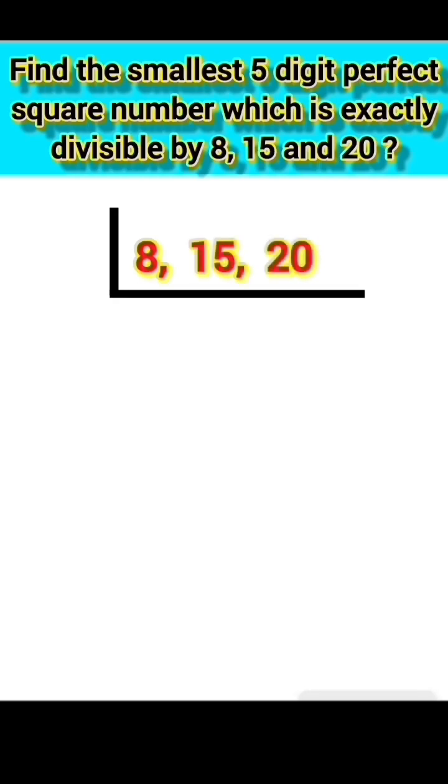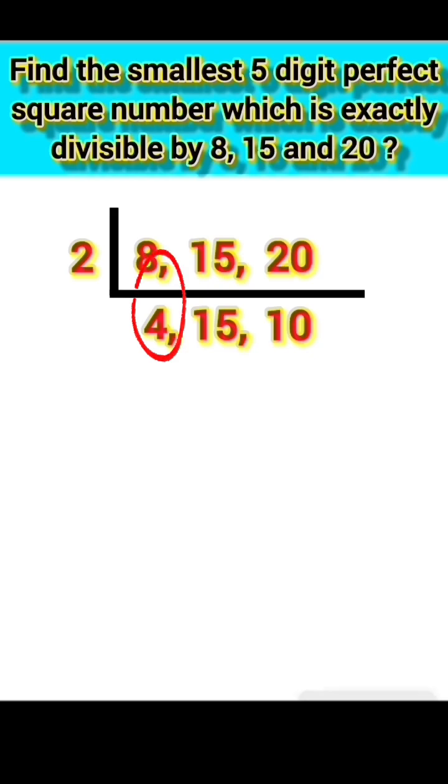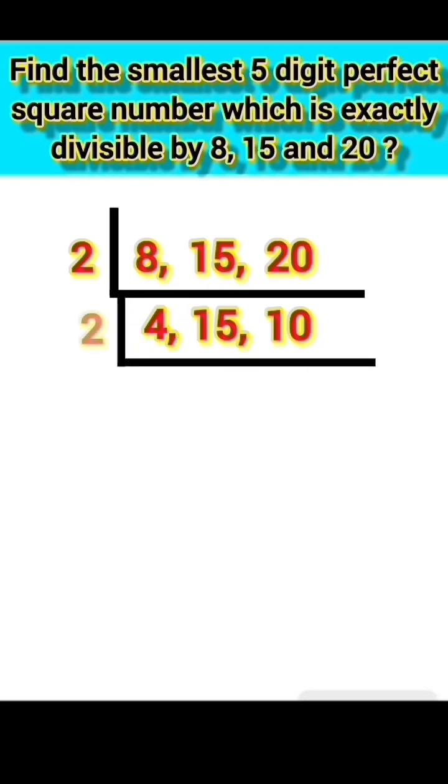Okay. Next, now we should focus on the first number, that is 8. 8 is divisible by 2. 2 fours are 8. The other number 15. 15 is not divisible by 2. We write down as it is. Now the other number 20. 20 is divisible by 2. 2 tens are 20. Now here we have 4. 4 is divisible by 2. 2 twos are 4. The other number 15. 15 is not divisible by 2. We write down as it is.